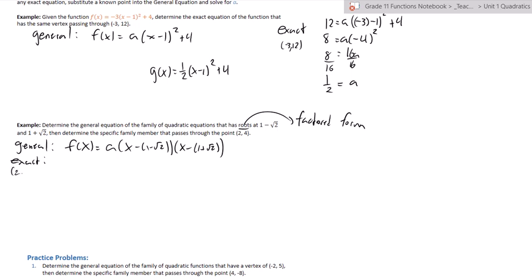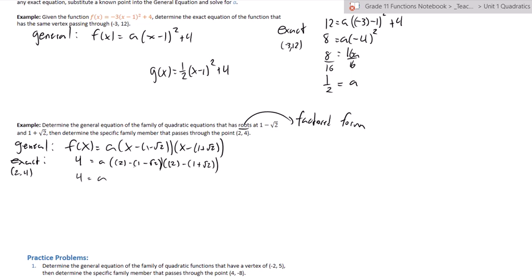Use a point 2, 4. So f of x is 4. A, and then x is 2, so we have 2 minus 1 minus root 2. This is where it gets rather tedious. There's a lot to do here. Well, I need 2 brackets there. And then we have another 2 minus 1 plus root 2. And now we can go ahead and solve for a. So we have 4 equals a, and we have to go through these brackets.